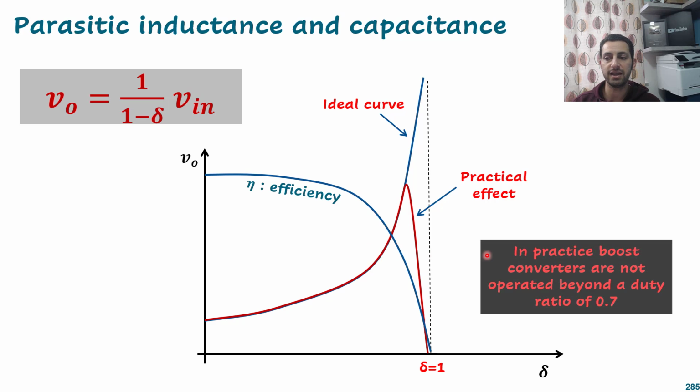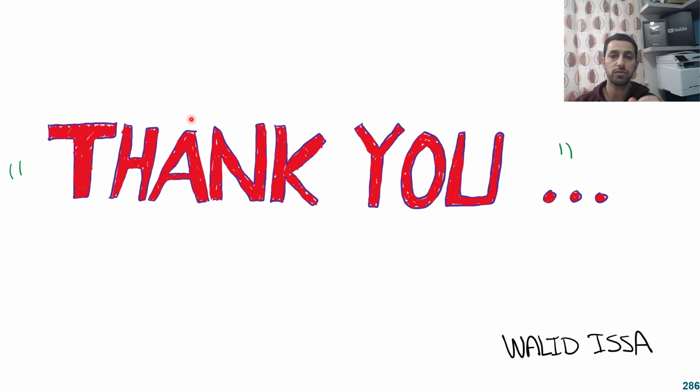So practically, in practice, boost converters are not operated beyond a duty cycle of 0.7, and usually they choose below 0.7 or below 0.5 to make sure that it has good efficiency and we are within the practical relation of V output and V input. And that brings me to the end of this lecture. I hope you got a good overview about the boost converter, and it's good that you saw the buck converter because we have spoken about considerations for the buck converter, which are also relevant to the boost converter topic. So thank you very much and see you in the coming video.